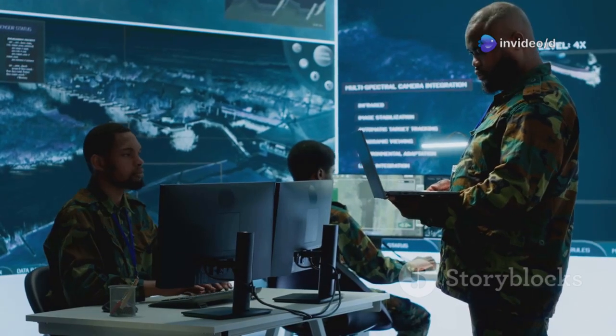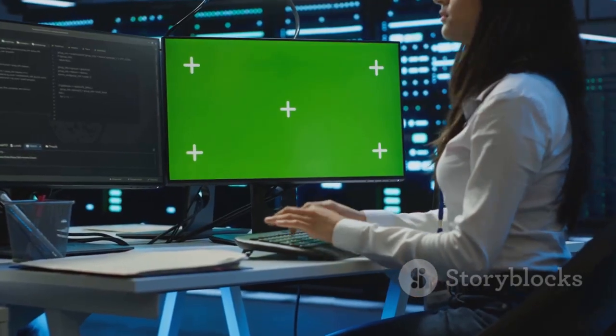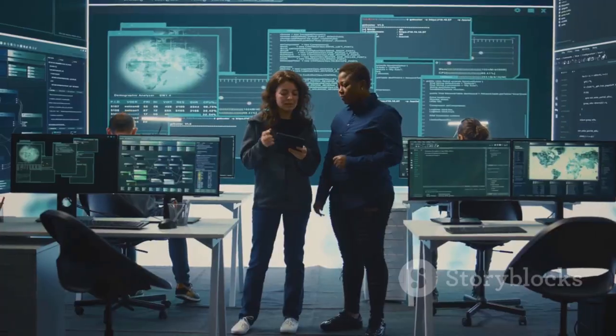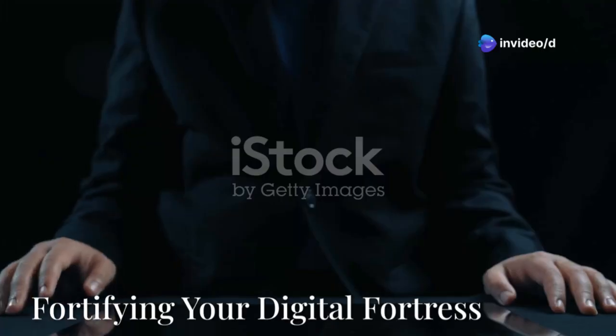Regular ATO simulations give a real-world view of your security posture. It's about stress testing the whole system, not just one part. The insights drive real improvements. Let's wrap up with some final advice.